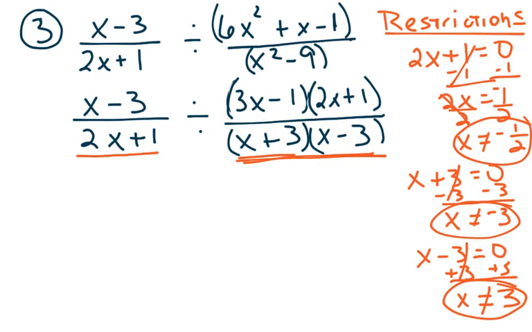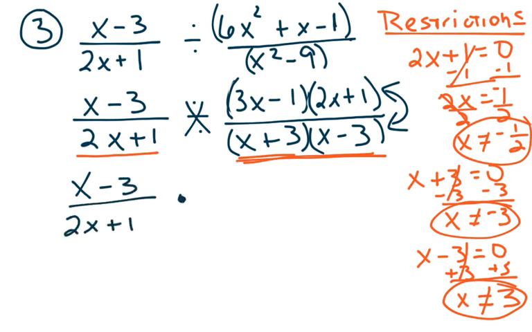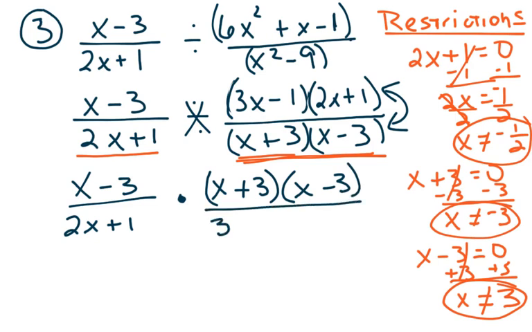Now we are going to flip and multiply. So x minus 3 over 2x plus 1 times the x plus 3 times x minus 3 goes on top. The 3x minus 1 times 2x plus 1 goes on bottom. Now, is anybody noticing what I'm noticing? Nothing here is going to cancel out. And sometimes you'll get a goofy problem like this, especially when Miss T makes it up herself.